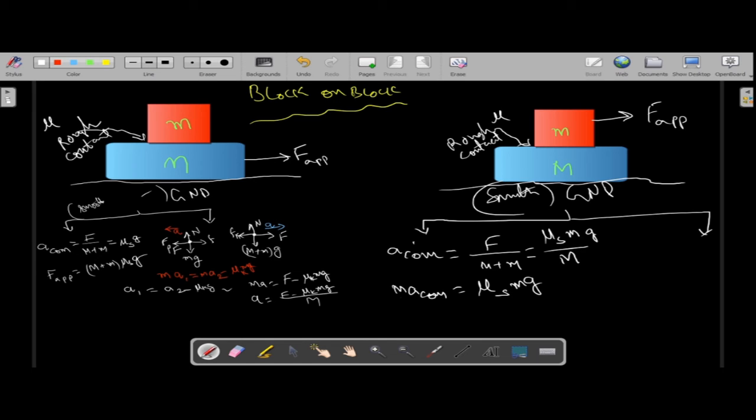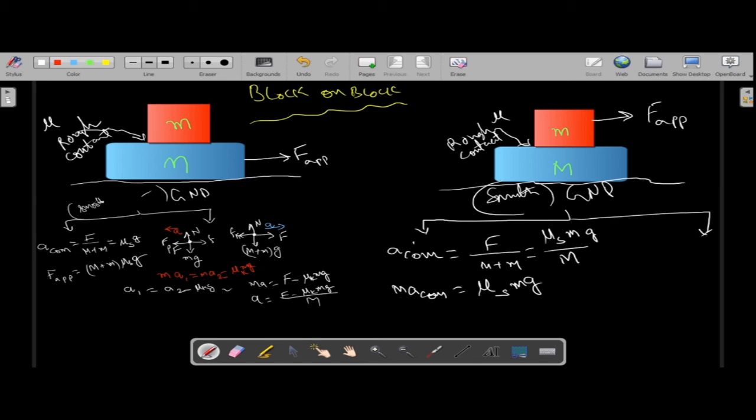I think you're confused. Again, let me try to explain one more time. What is this particular case? If we apply force on the upper surface, both are moving with an acceleration of capital A. Under such a condition, we have a simple situation: the common acceleration is given by the net force, F by (m plus M). That's called A common equals F by (m plus M).